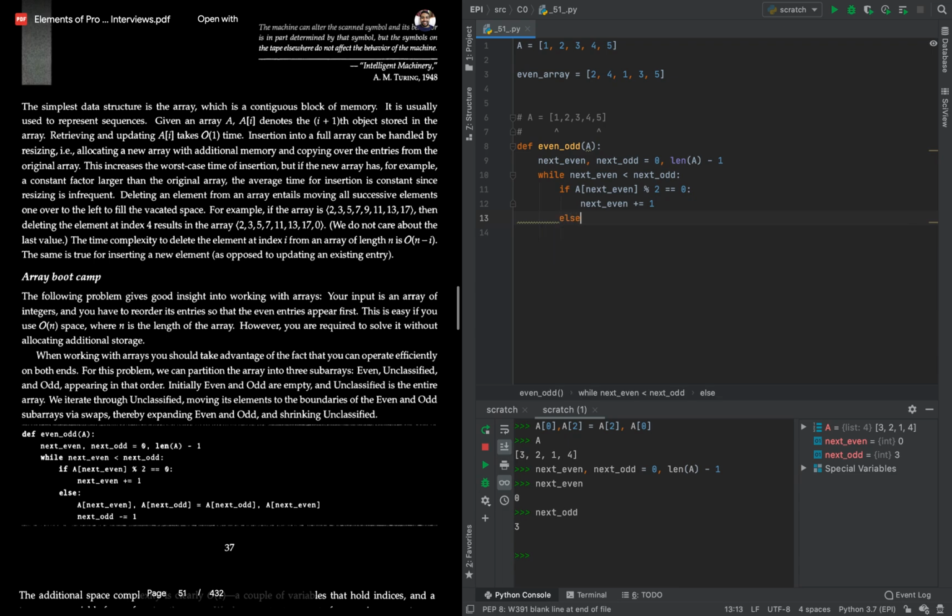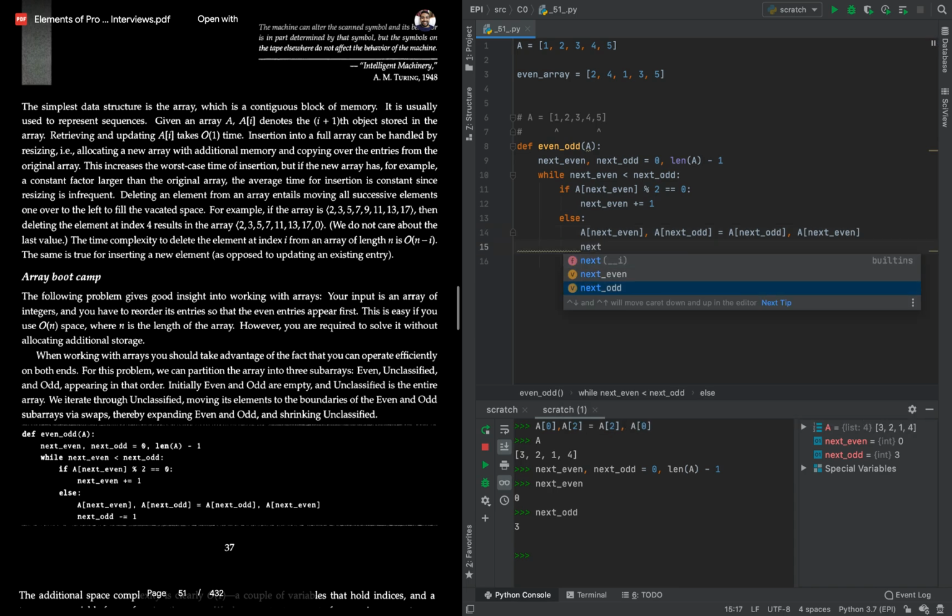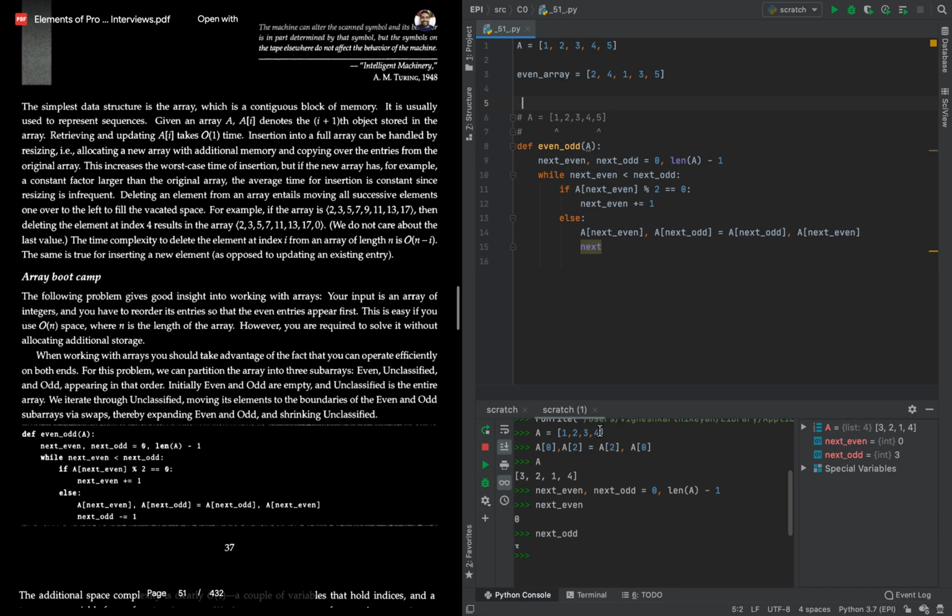However, else, it's this condition that's kind of weird, right? Why not just loop while an entire array, or for every element? But I guess we'll find out. While A of next even, A of next odd equals A of next odd, A of next even. So this was the swap that I was talking about, right? If you remember what I was saying, it's this syntax.